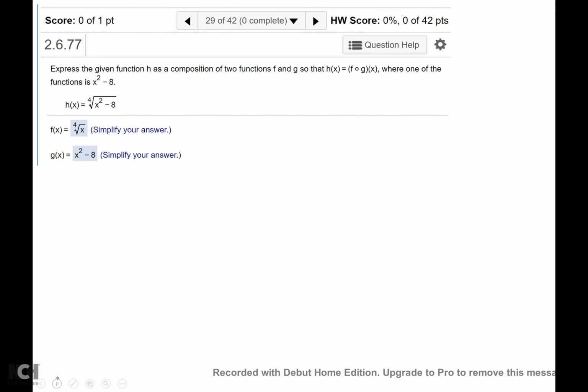Okay, if we do this one again, your power, and it's a radical, but that's a power. So ignore what's underneath, and the f function is the fourth root of x, and then your g is whatever is underneath. So it's x squared minus 8. Okay.